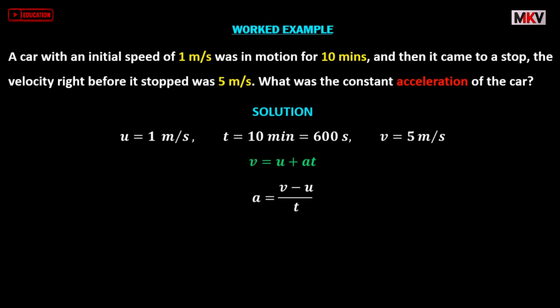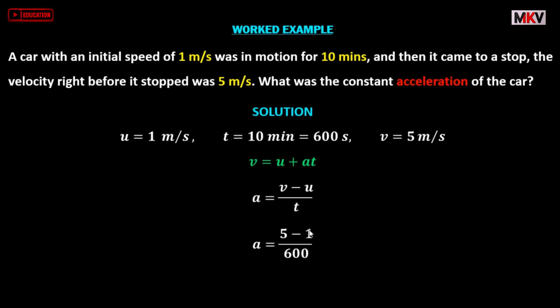Note that you always make sure all the variables are in their standard units. Acceleration is meter per second squared, velocity is meter per second, time is second. So the time in the question was given as 10 minutes, so we have to convert it to seconds, which is 600 seconds.